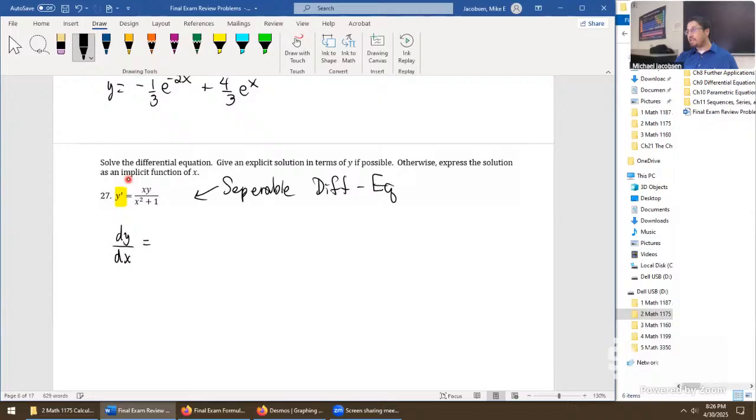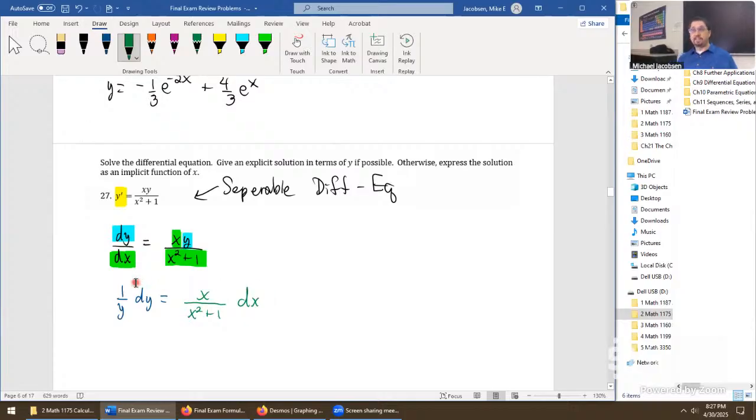dy/dx is xy over x squared plus 1. Now we separate these things out according to the variable, bring y with dy, x with dx. This tells us what our next steps are algebraically. Divide y into both sides, so 1 over y dy. Multiply both sides by dx, so that x over x squared plus 1 dx is our right-hand side now.